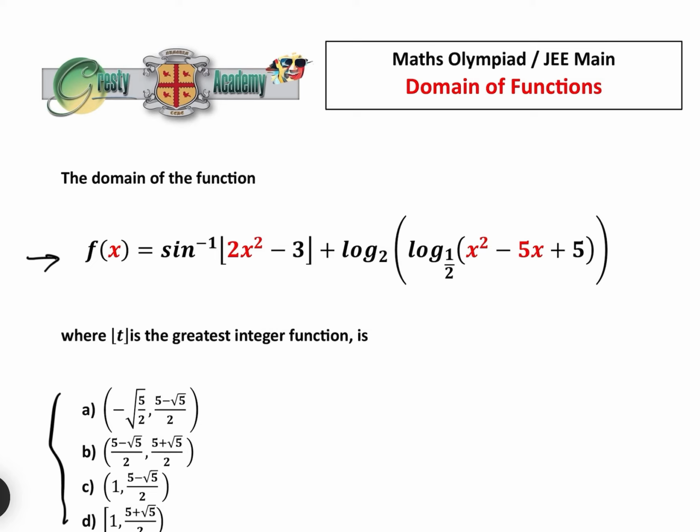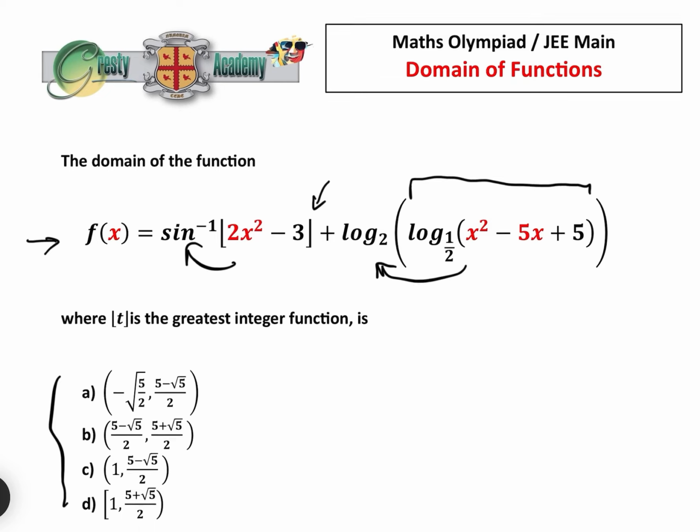Here we basically have three sets. We have log to the base half of x squared minus 5x add 5, and the answer to that goes into log to the base 2, and we also have this greatest integer function, which we'll come back to in a minute, going into sine to the minus 1.